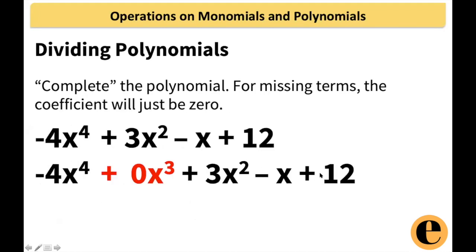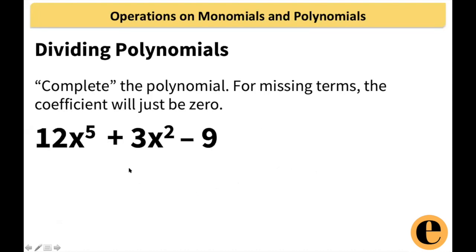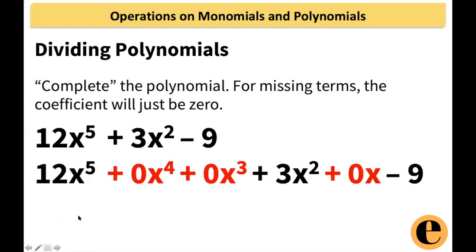Okay? So, for example, if we have this one, kunwari ito yung given, negative 4x raised to 4 plus 3x squared minus x plus 12, ang missing term natin dito would be x cubed. So, kapag nagsosolve tayo, mag-a-add tayo ng plus 0x cubed. Valid to kasi essentially ang value ng 0x cubed is just 0. How about this one? Ano ang missing term natin? Wala tayong x raised to 4, x cubed, and x. So, lalagyan natin ng 0x raised to 4, 0x raised to 3, and 0x.